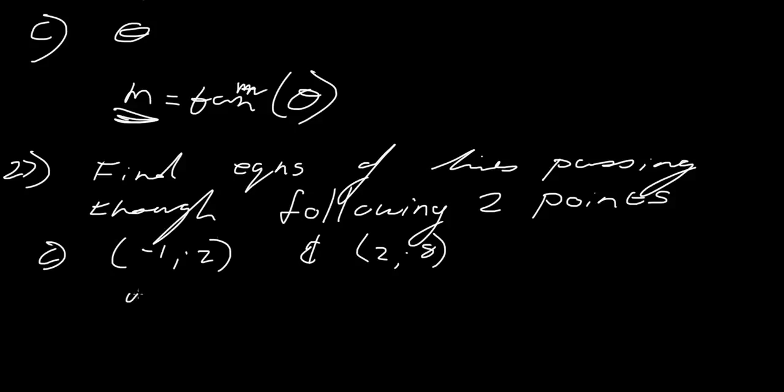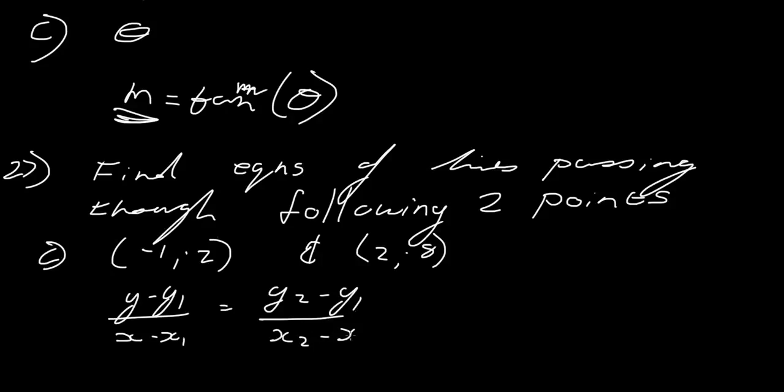So 2-point form is y minus y1 over x minus x1 equals y2 minus y1 over x2 minus x1. So we can substitute the values in, and then we leave it in gradient form because they didn't ask for any other form. So leave it in gradient form, and we know by now that that is y equals mx plus c form.